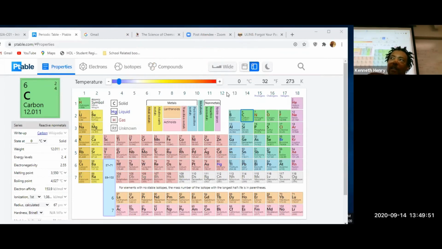Okay, let's see if we can make it a little more challenging. That's too easy. Okay, so let's pick tungsten. Okay, so we're going to say tungsten 190. What is the mass number for tungsten 190?